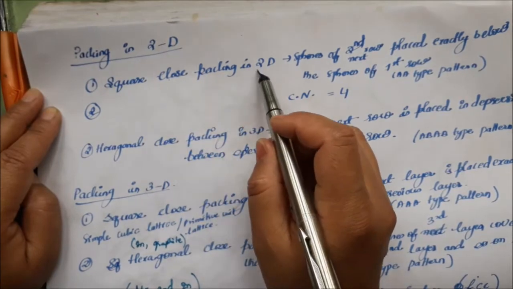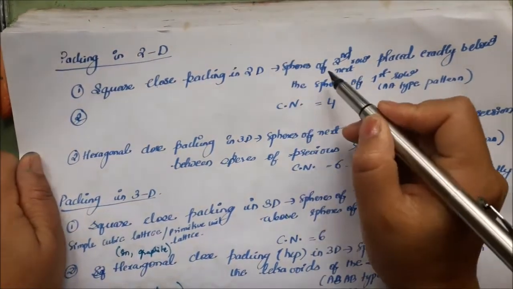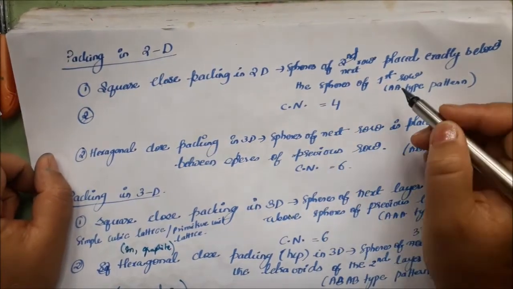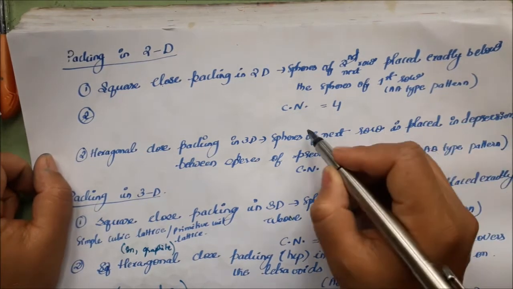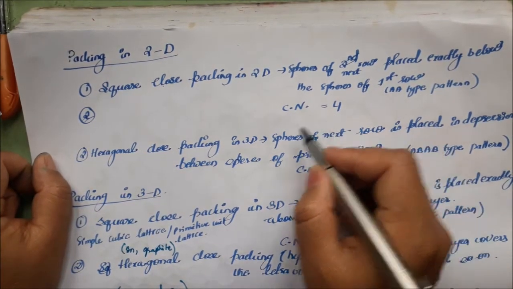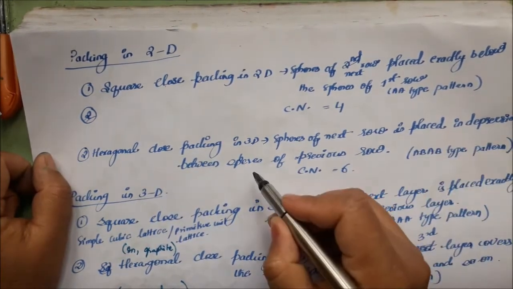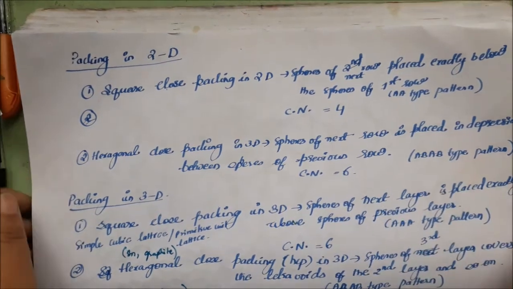Square close packing in 2D. In this type of packing, the spheres of the next row are placed exactly below the spheres of the previous one. So this is what is called the AA type pattern. The coordination number is 4. Similarly in hexagonal packing, the spheres of the next row are placed in the depression between the spheres of the previous row. The coordination number is 6. This is called AB type.